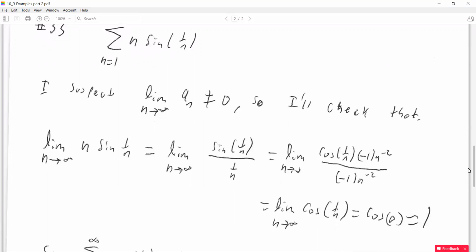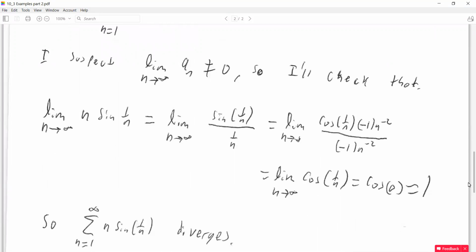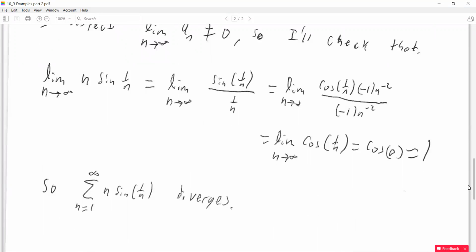Well, as n goes to infinity, 1 over n goes to 0, so we get cosine of 0, which is 1. So in this case, we can say it diverges simply because the terms don't go to 0, and there's no need to work through any nasty integrals or the integral test.